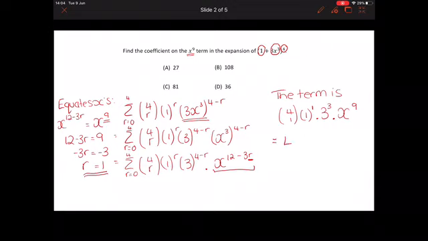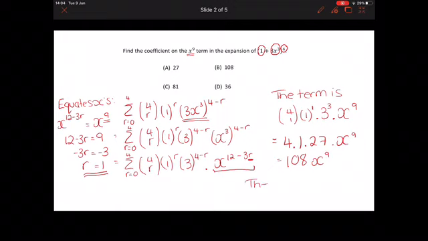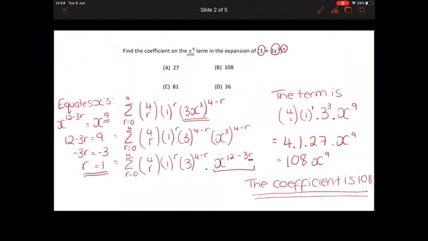4 choose 1, we know from Pascal's triangle, is just 4. 1 to the power of 1 is just 1. 3 cubed, so 3 times 3 is 9, times by 3 again is 27, and we're still timesing it by our x to the power of 9. If we multiply that all together, we get 108x to the power of 9. So the coefficient on x to the power of 9 is 108. Okay, so if you were asked that in an exam, you would write it out like this.